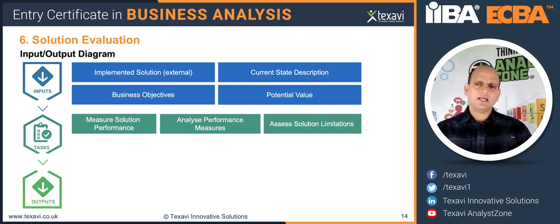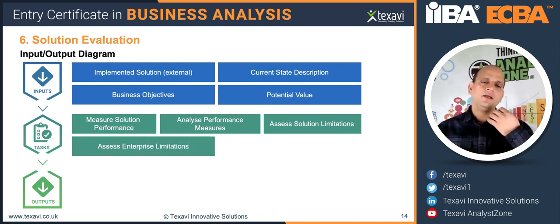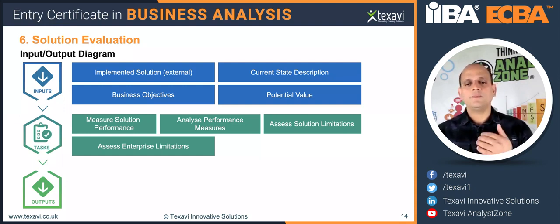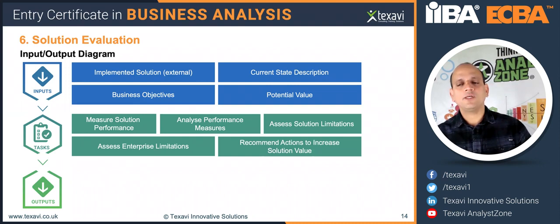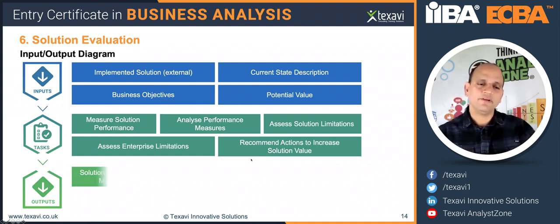Once the analysis is done, we'll understand the limitations within which this solution is operating. Then understanding the enterprise limitations and business constraints helps us understand the overall business context and how we should pursue it, and recommend actions to increase the solution value. With all of these in place, we would be in a position to recommend the set of actions and next steps that should be taken so that we can improve the solution value.